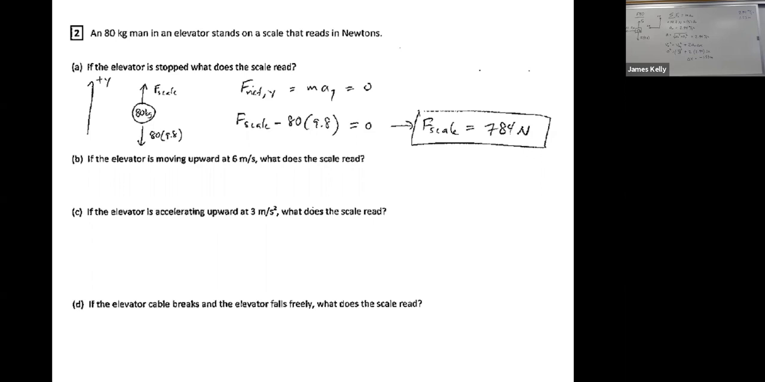If we're moving up at a constant upward speed of 6 meters per second, what's AY in that situation? It's 0, so AY is still 0. So the whole calculation looks exactly the same, and the answer is the same. Whether or not the elevator is sitting still or moving up at a constant speed or moving down at a constant speed, the answer is the same. The scale reads the same, and you'll actually feel the same.